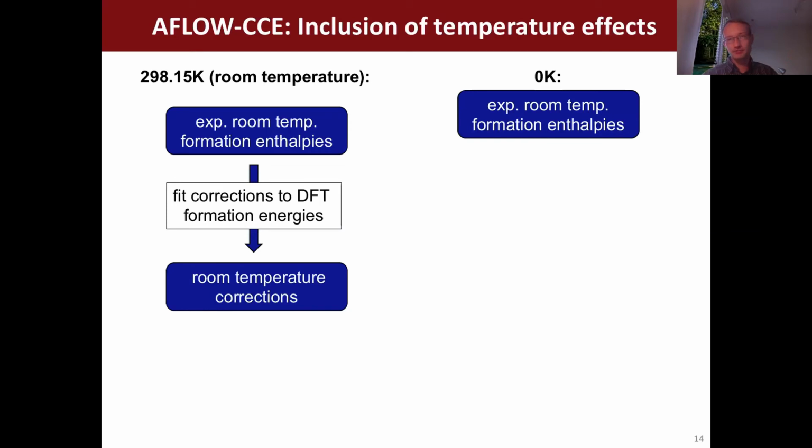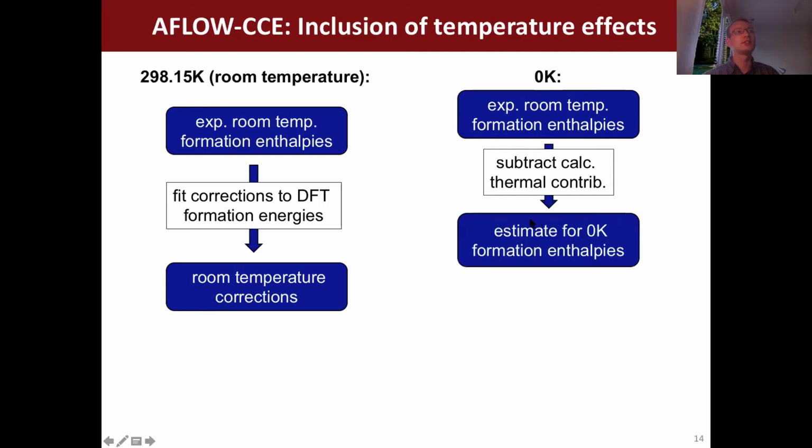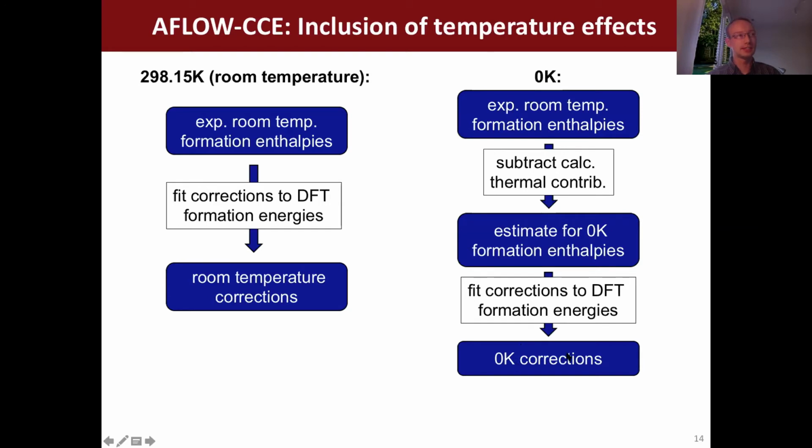And now for 0 Kelvin, we can do a little trick, because we start again from these experimental room temperature formation enthalpies. And since we can calculate those thermal properties for our fit set, we can subtract the thermal contribution from these experimental formation enthalpies. And then we get a good estimate for the 0 Kelvin formation enthalpy. And then we can again fit our corrections to the DFT values with respect to these estimated 0 Kelvin formation enthalpies. And then we get a second set of corrections that, when you apply them, give us a direct estimate for the 0 Kelvin formation enthalpy.